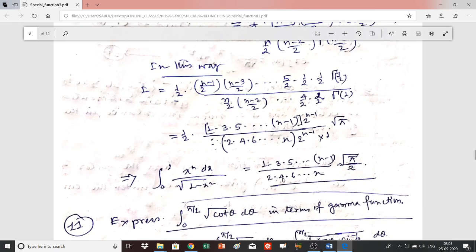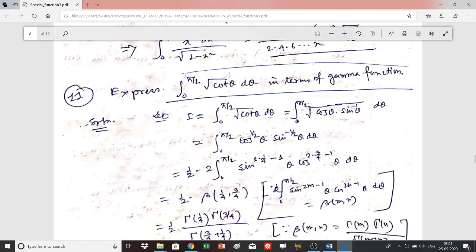So it is put. Now another problem is here: express the integral from 0 to pi by 2 of square root cot theta d theta in terms of gamma function. So here I is equal to the integral from 0 to pi by 2 of square root cot theta d theta, that can be written as the integral from 0 to pi by 2 of square root cos theta into sine inverse theta d theta.